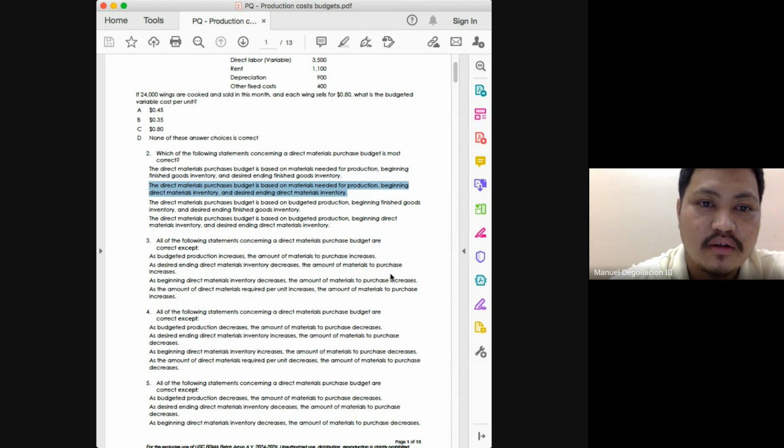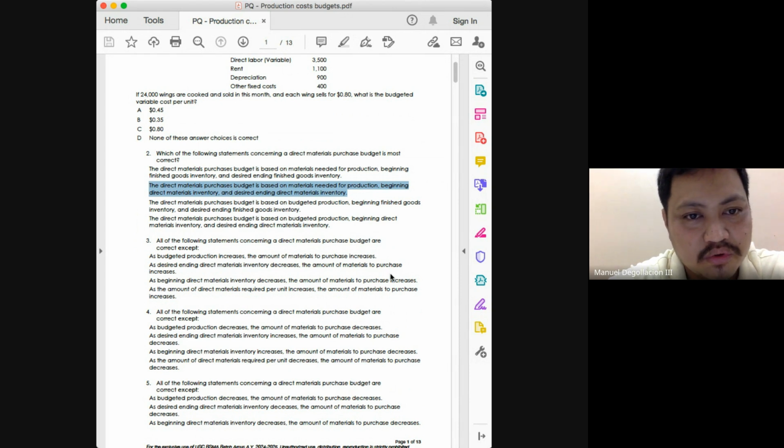Okay, so you can start from the materials needed for production, which takes into account how many you want to produce, which will also take into account your beginning finished goods inventory and your ending finished goods inventory. Okay, but again, letter A, the first choice is not correct because the finished goods inventory are already incorporated in the materials needed for production.